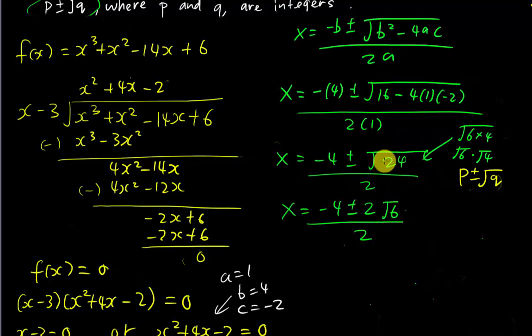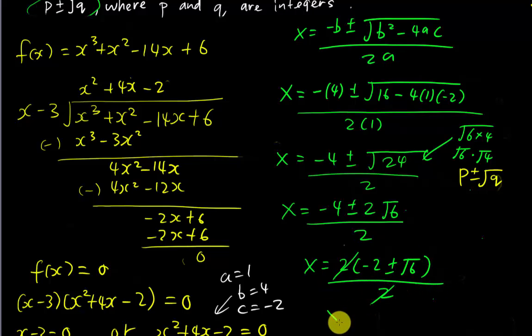This is how we simplify here. Right, so obviously we have the 2 here, I'm going to factorize out the 2. I will get 2 times negative 2 plus minus square root 6, over 2. Then I will simplify, and I will get x equals to negative 2 plus minus square root 6. Done. This one is the non-integer root.